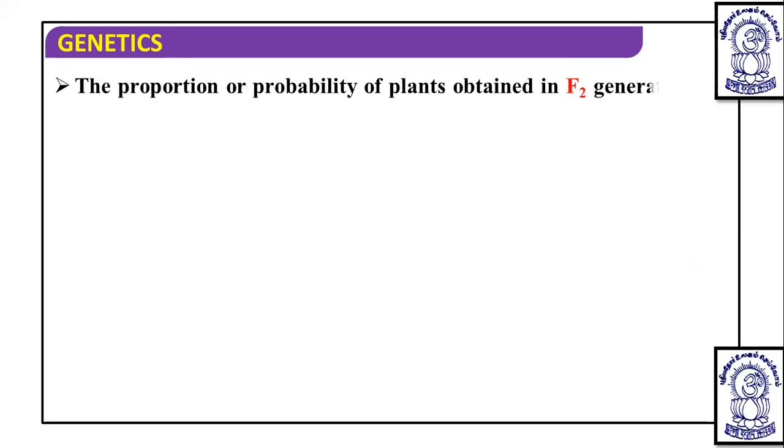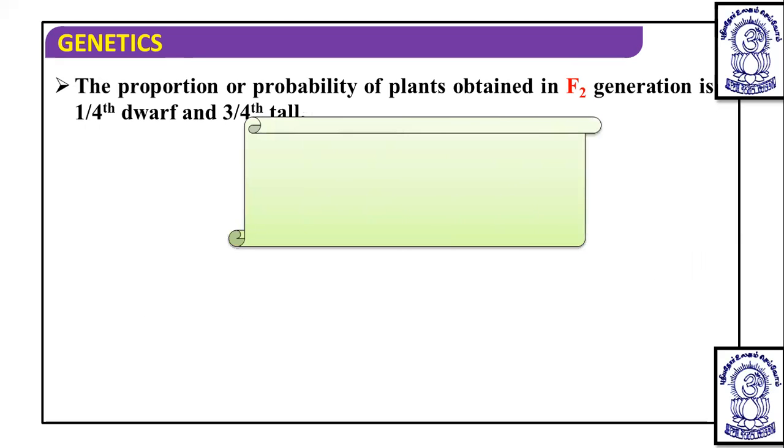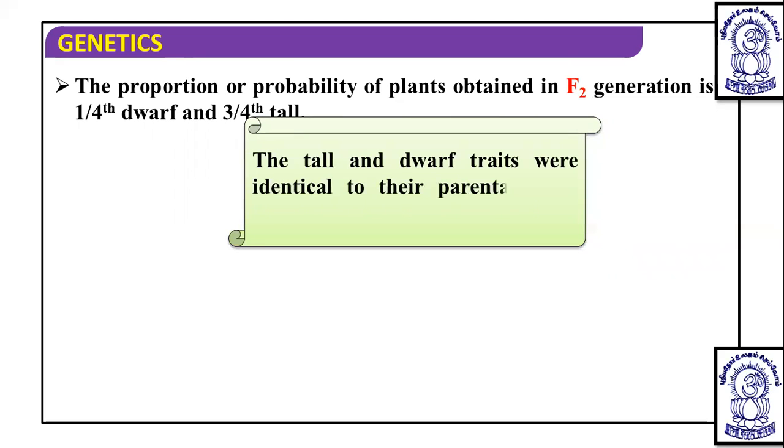The proportion or probability of plants in the F2 generation is 1/4 dwarf and 3/4 tall, because 1 is dwarf and 3 are tall. So the tall and dwarf traits were identical to their parental type and did not show any blending. Dear students, please remember this important point. Here there is no mixing of characters. Blending means mixing of characters. You will not find any mixed or intermediate character here. You are going to see only parental traits in the offspring.